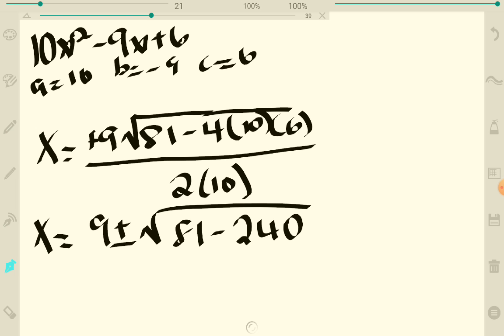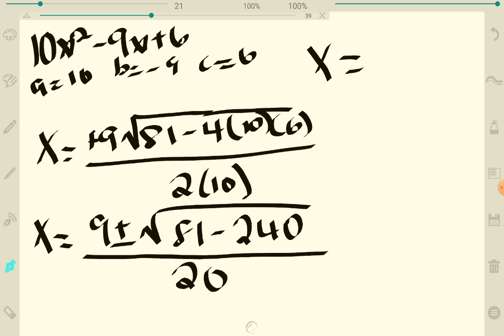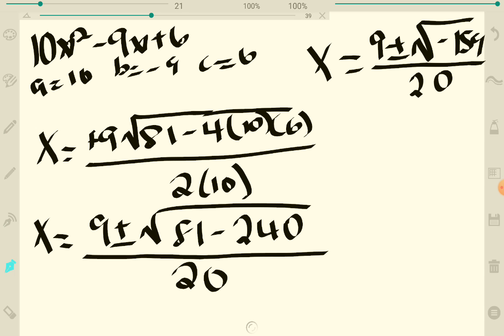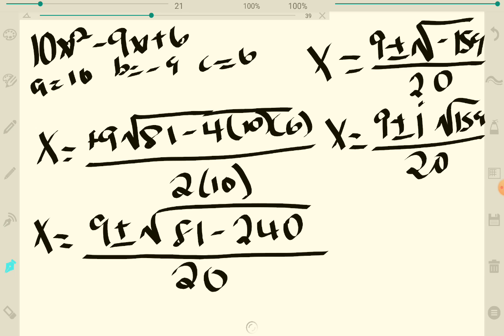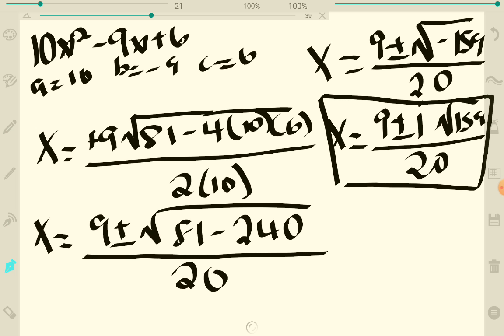And 81 minus 240 is going to be negative 159. So x equals 9 plus minus the square root of negative 159 over 20. And x equals 9 plus minus i square root of 159 over 20. And that will be our final answer, since we can't factor anymore. We can't do any more factoring.